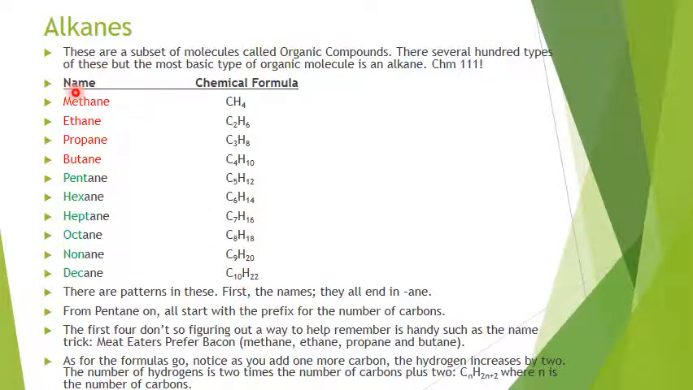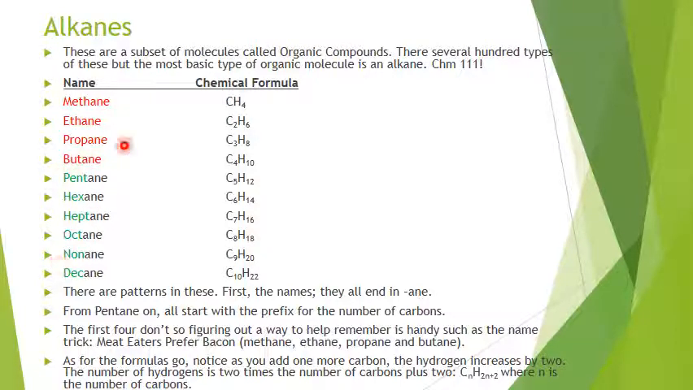All right, now the first 4, the first part isn't going to be like monoane or diane or triane. These were named before we knew about their structures. These guys are methane, ethane, propane, and butane. One way that helps me remember these is a mnemonic: Meat eaters prefer bacon, MEPB, or beef, whatever you want, or beer. So methane, ethane, propane, butane. And then the other 6 follow. The prefix tells you how many carbons.